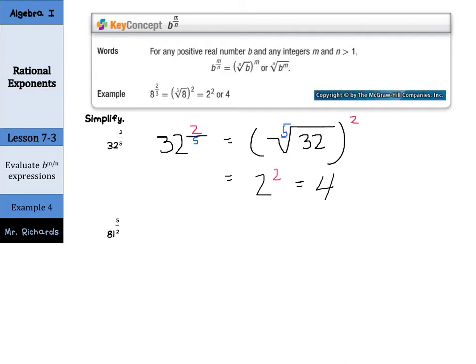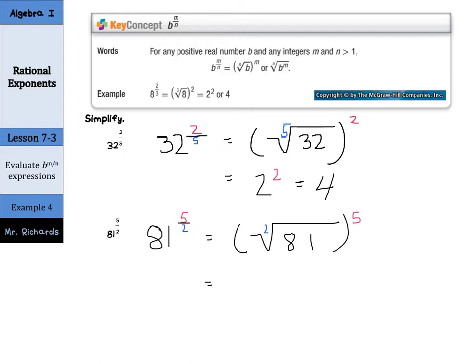Now what about 81 to the 5/2 power? Again, let's color code this to try to make it a little easier to see how these numbers are going to be moving around. This is going to equal, in parentheses, we can draw our radical sign and put the 81 on the inside. It's going to be to the denominator's root, so the 2nd root or square root, to the 5th power.